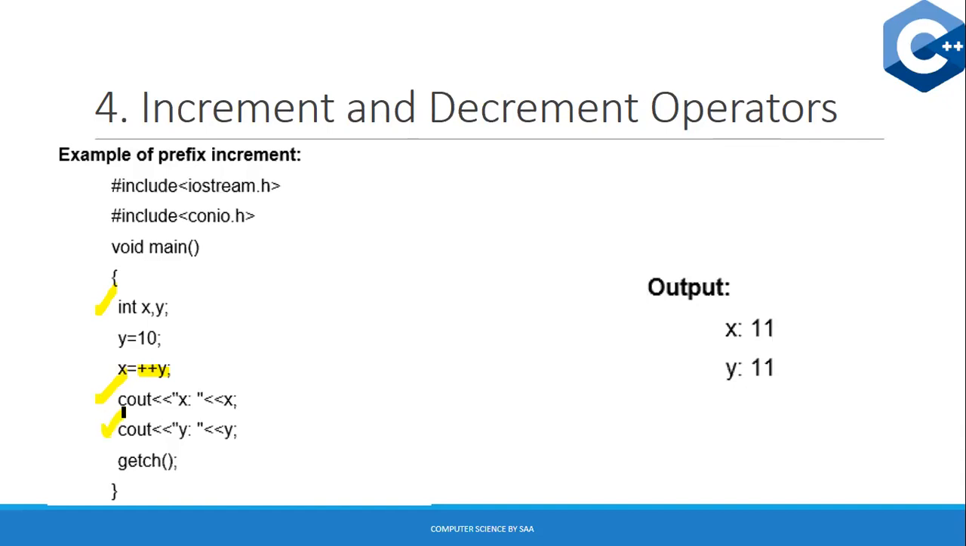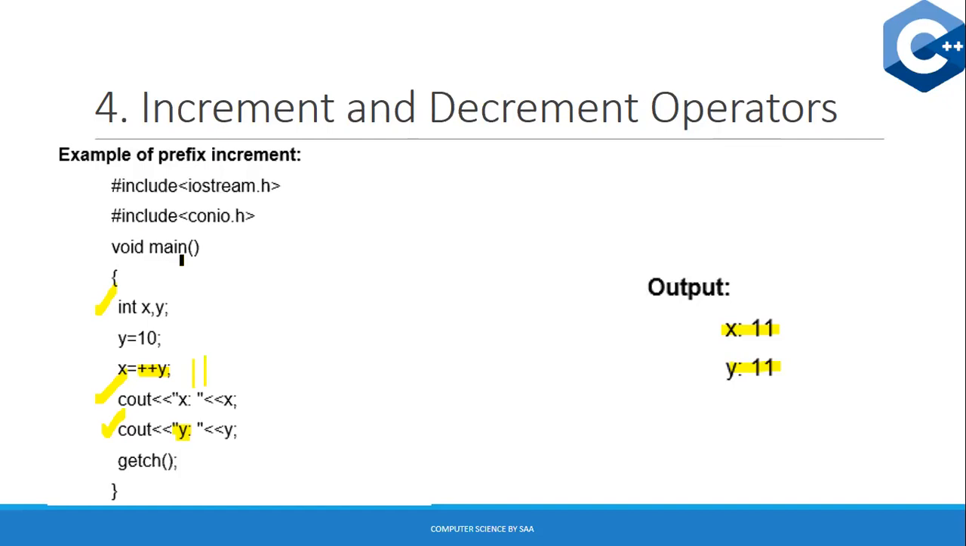We are getting two outputs, cout x and cout y. Actually, the value of y is 10, but after using the increment operator, which means it has added 1 to the value 10, the value of x is 11. So you can see the value 11 in the output, and here y is also incremented, so the value of y is also displayed as 11.